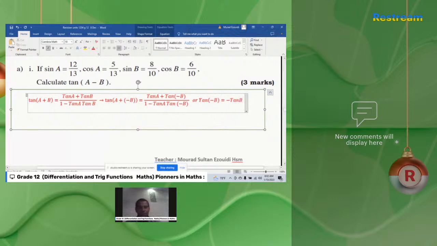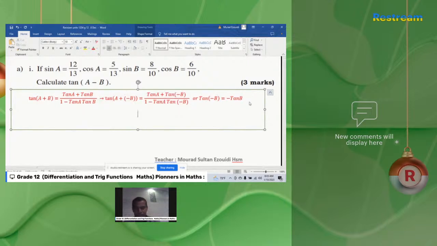This formula comes from the trig ratio of tangent, sine over cosine, because sine is an odd function and cosine is an even function. Therefore, I will use this one, learners, the last one. So this one can also be written as tangent of a minus b, in fact, plus negative is minus, a minus b.